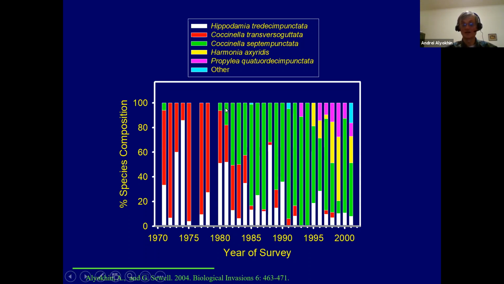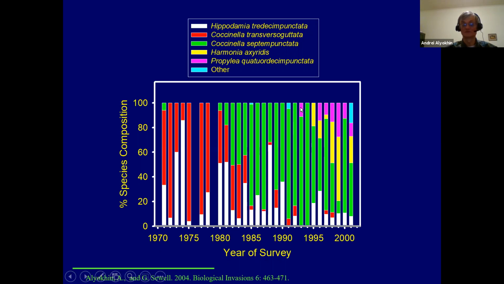But then starting 80s, Coccinella septempunctata, 7-spotted ladybug, took over like a wildfire and basically squeezed out 2 native species. Okay, and then in the mid-90s, other 2 species are appearing.